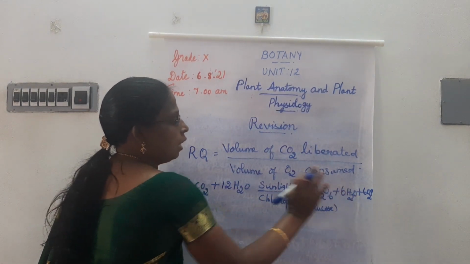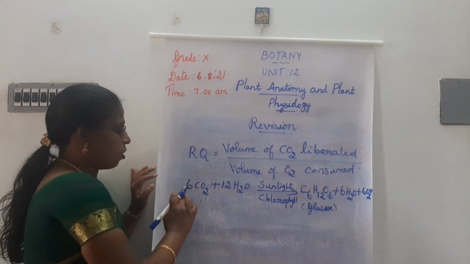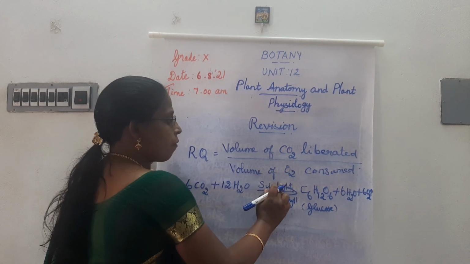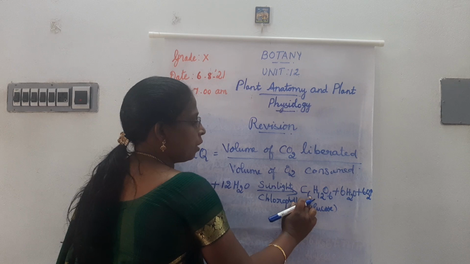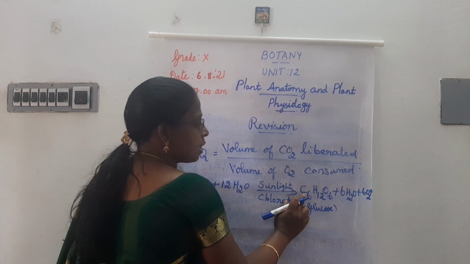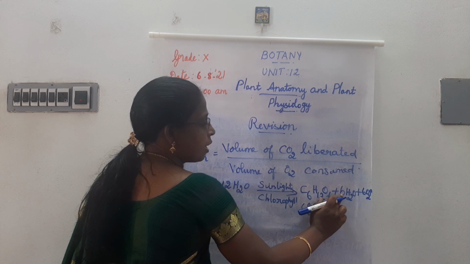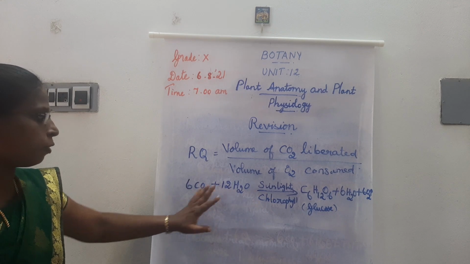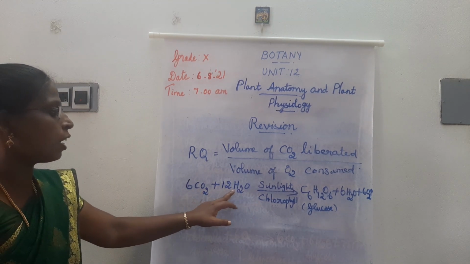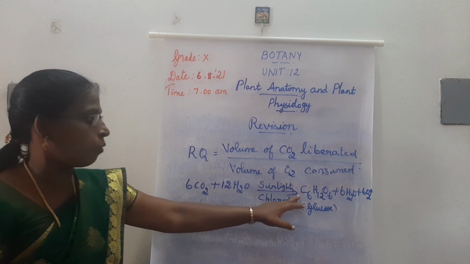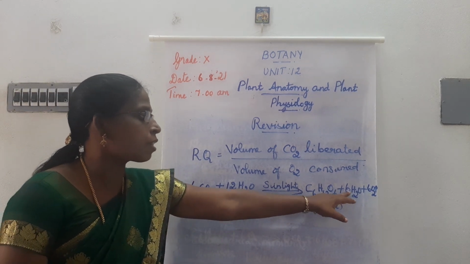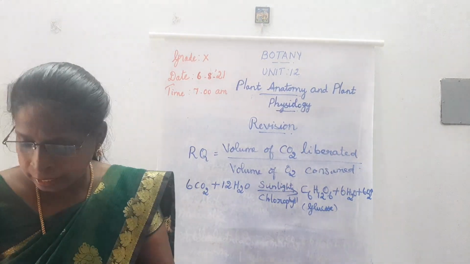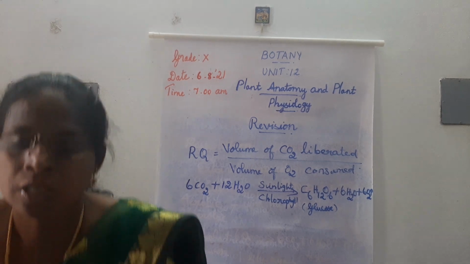This is a very important equation, the chemical reaction for photosynthesis: 6CO2 plus 12H2O, in the presence of sunlight and chlorophyll, gives the food carbohydrate, glucose, C6H12O6, plus 6H2O plus 6O2. This is the chemical reaction for photosynthesis.